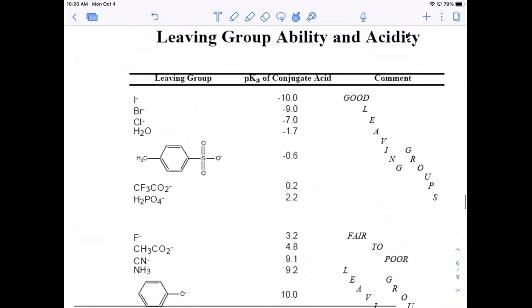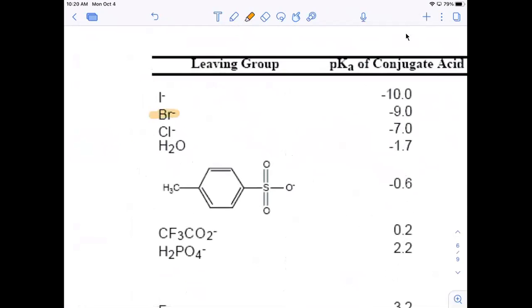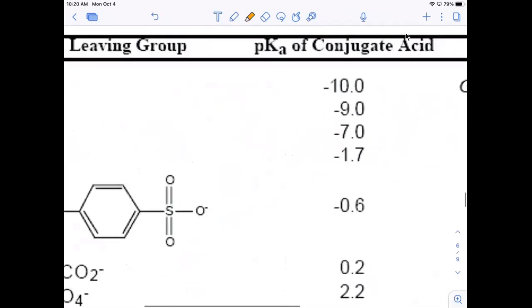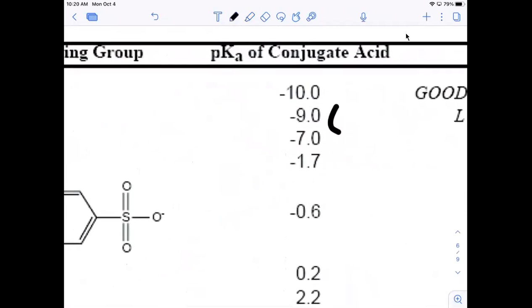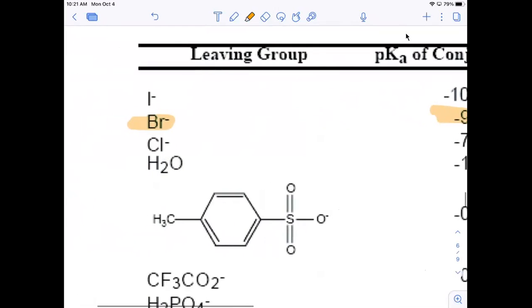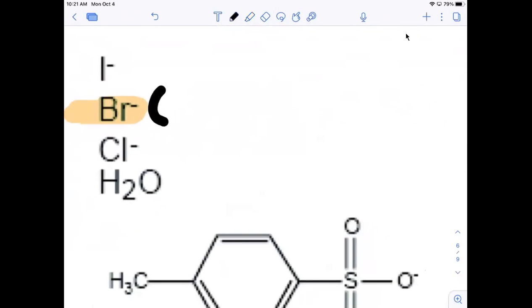So this is bromine as a leaving group, which is literally the conjugate base of HBr. So the conjugate acid has a pKa of -9. Is that good or bad? That's good. It's excellent, isn't it? Yeah. So what that means is that when you lose Br minus, this is very stable.